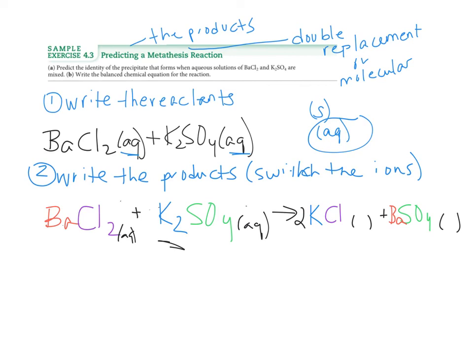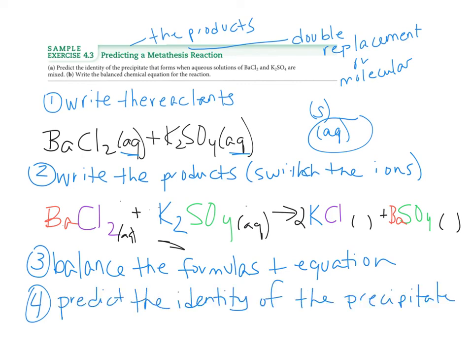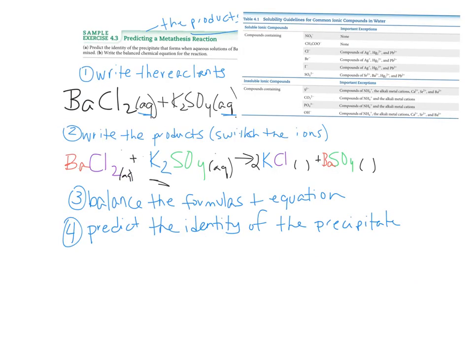So we've written the products, and in a third step we balanced the formulas in the equation. Our final step is going to be to predict the identity of the precipitate, and for that we're going to need our solubility rules. So I've added them at the top.